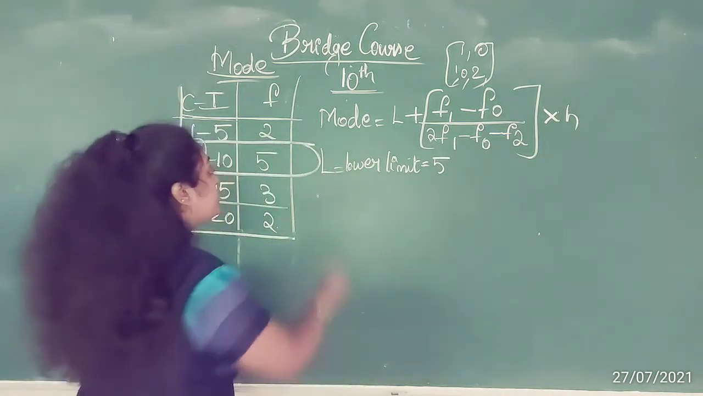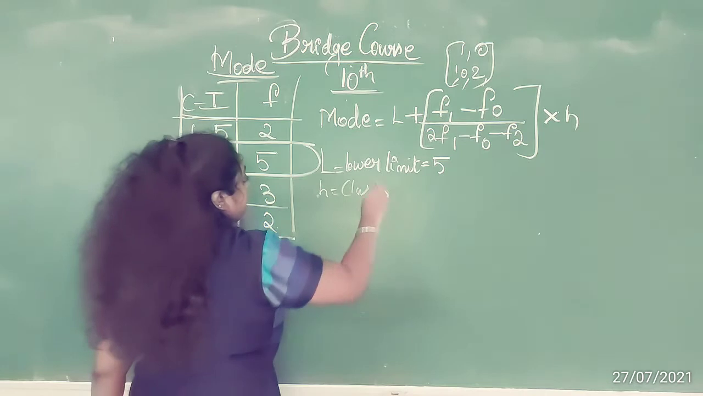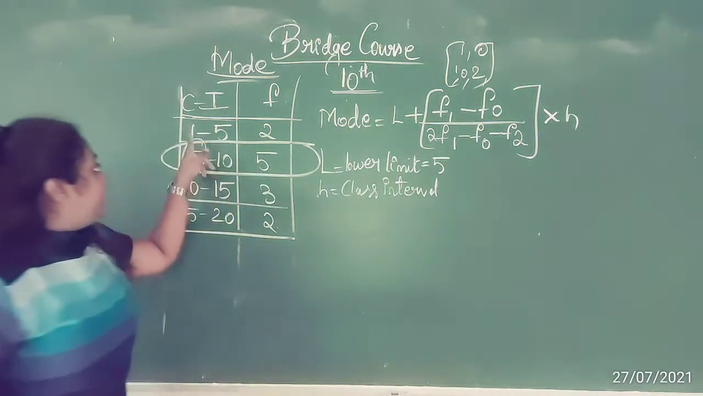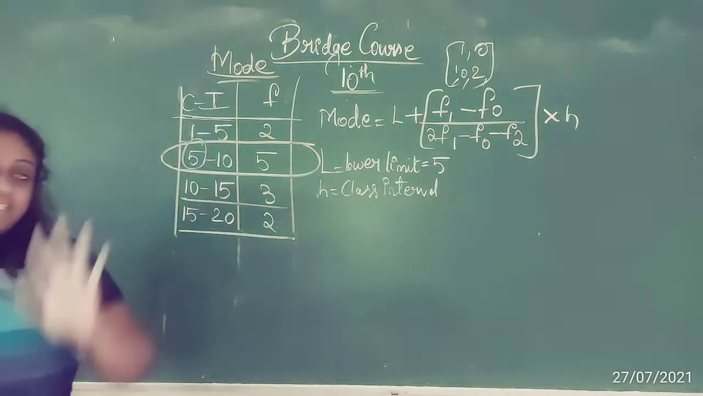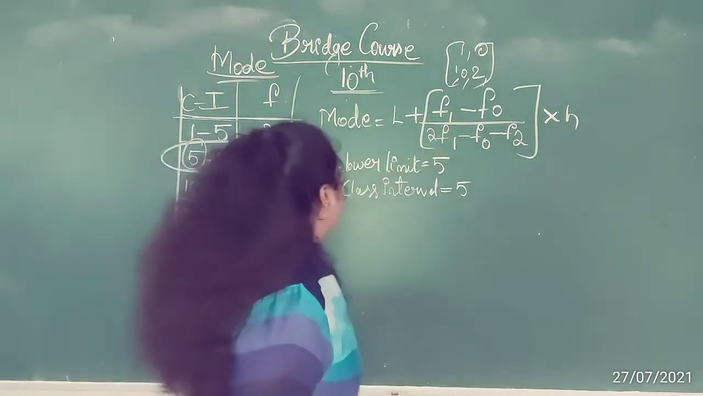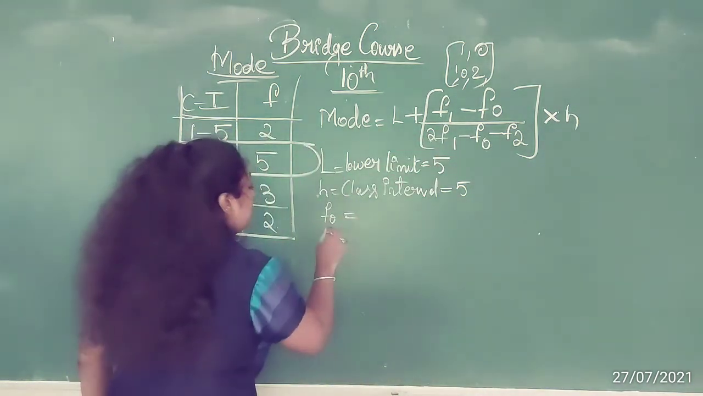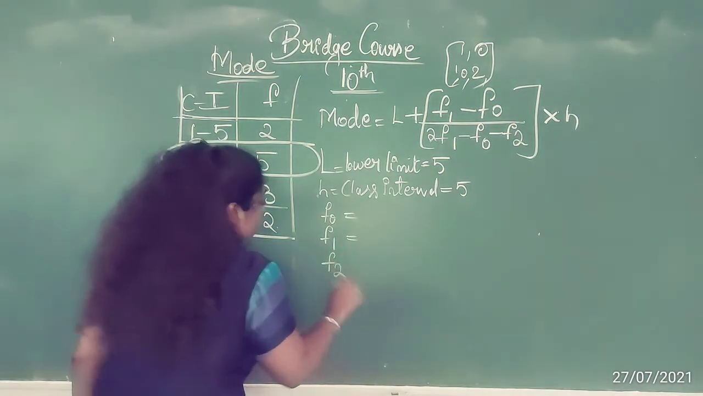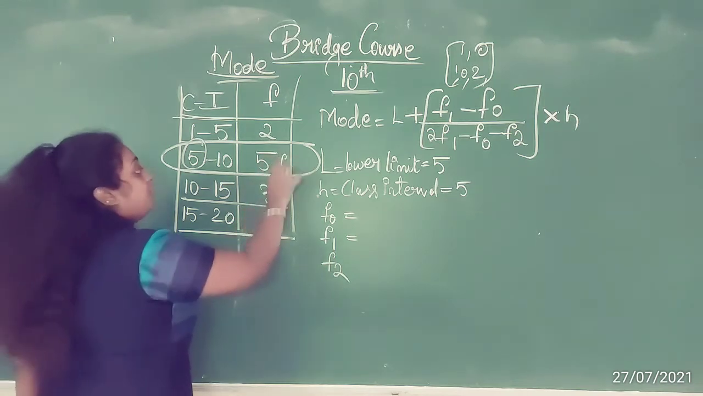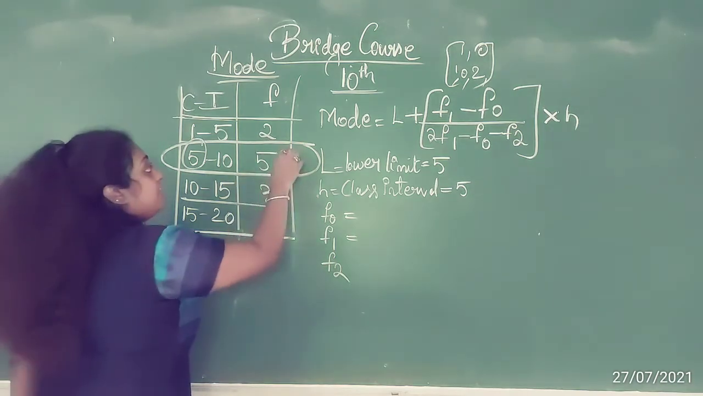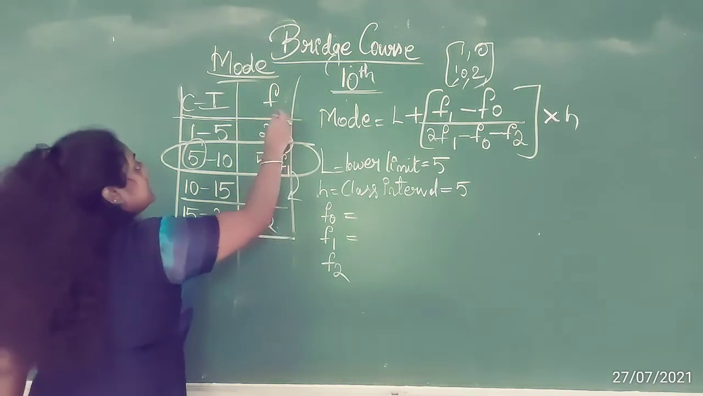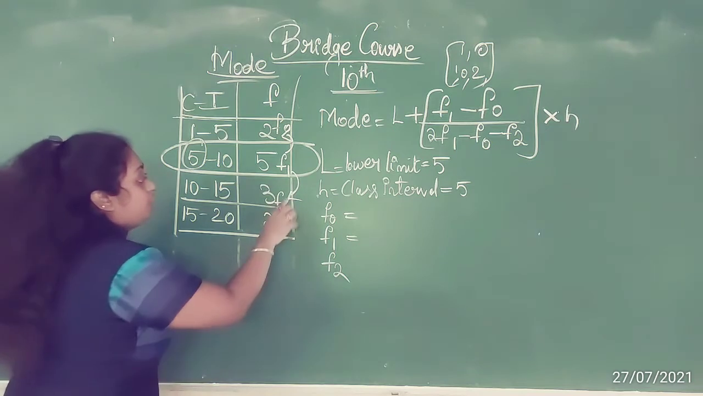Now H. H is your class interval. What is the difference between these 5 and 10? It is 5. And now F1, F0. First F0, F1, F2. Now F1 is this number, that is your 5, the same line. F0 is the previous number. F2 is your below number.